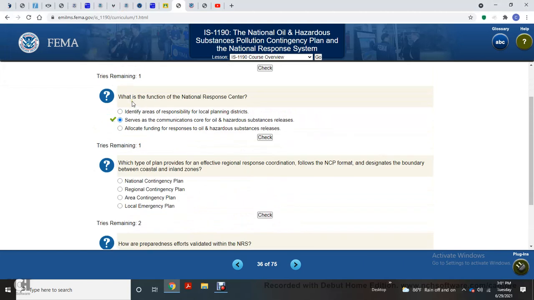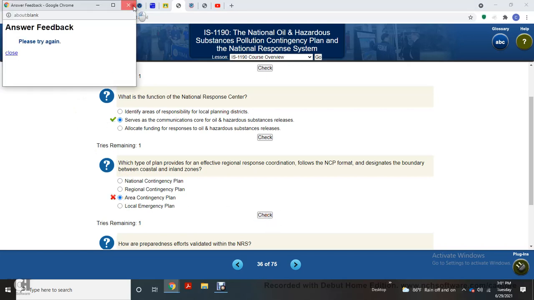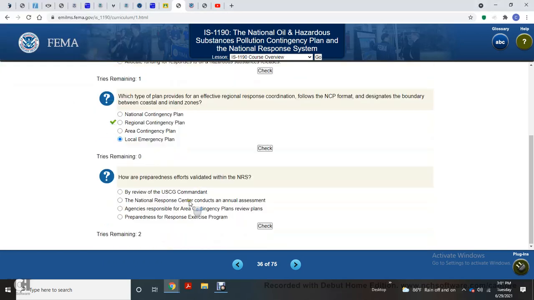What type of planning for effective response, coordinated with the National Contingency Plan format, designates a boundary between coastal and inland zones? And that was the Regional Contingency Plan. How are preparedness efforts validated within the National Response System? By the U.S. Coast Guard Commandant. The National Response Center conducts an annual assessment. The agency responsible for the area continues to review the plan and the preparedness for response exercise program.